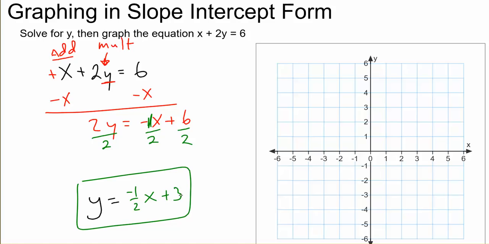So we look at this, we say our y-intercept is 3. Put a point at 3, and our slope is negative 1/2. Negative 1/2 means we're going to go down 1 and right 2. So down 1 and right 2, down 1 and right 2. If we're going the other direction, we go up 1 and left 2, up 1 and left 2, and we draw our line.